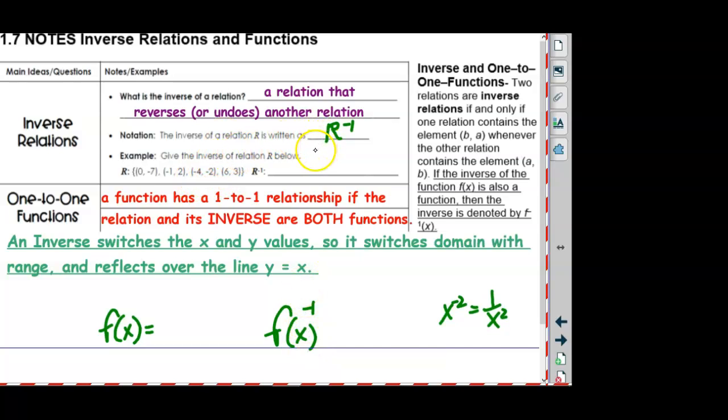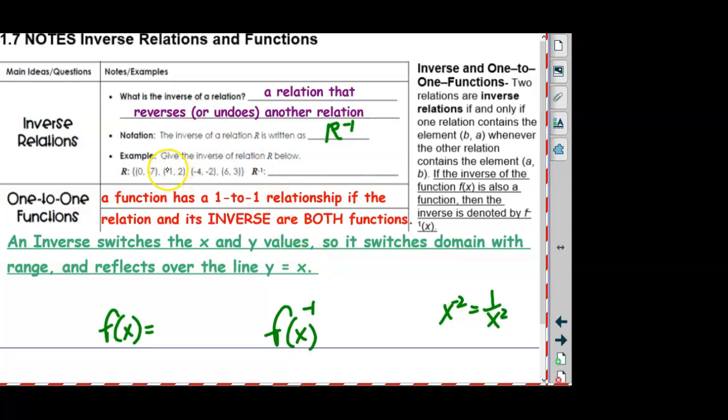And honestly, I don't care if we don't use their proper notation. Give the inverse of this relation below. Okay, I wrote down here at the bottom in green, an inverse switches the x and y values. So it also switches the domain with the range. The range becomes the domain. And the graph will reflect over the line y equals x because you are interchanging the x and the y.